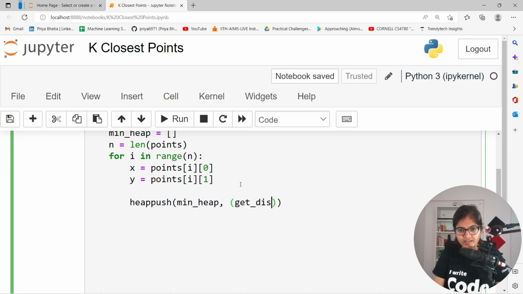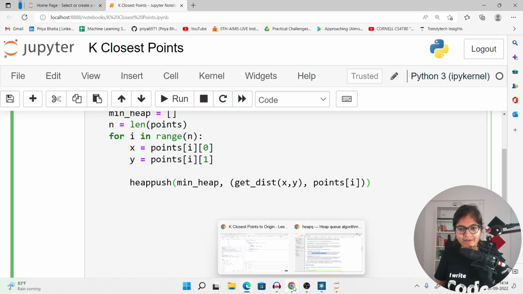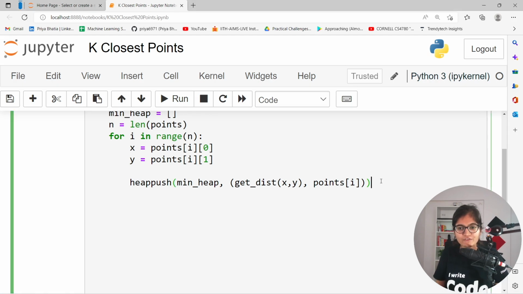One is the distance. This function will be responsible for calculating the distance, and I will define that function. Apart from that, I will also store the points of I. I think this is completely fine now. So now, if you observe, we will be able to store the values of the min heap. What are those values? We are saying store the distance and the points.